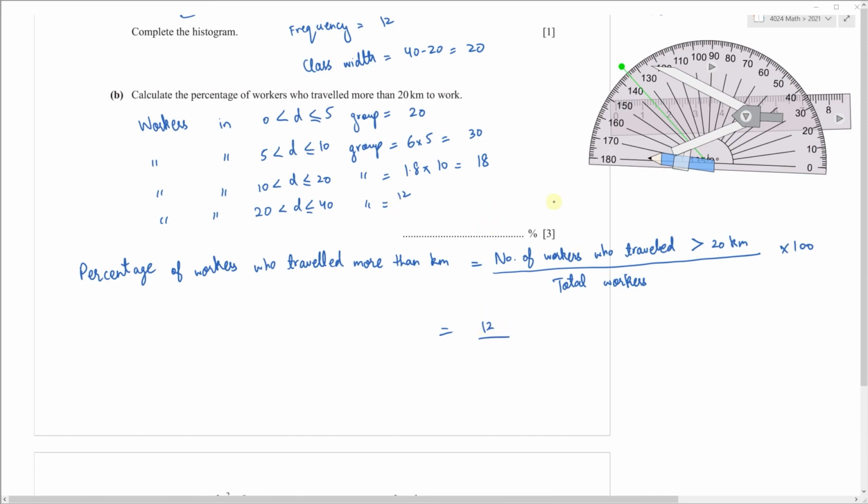And then what is the total number of workers? 20 plus 30 is 50. 50 plus 18 is 68. 68 plus 12 is 80. So 12 divided by 80 into 100. So if I do this, this and this cancel out. So I have 120 divided by 8. So 8 times 1 is 8, 4 remainder 40 and 15%. So 15% of workers traveled more than 20 kilometers.